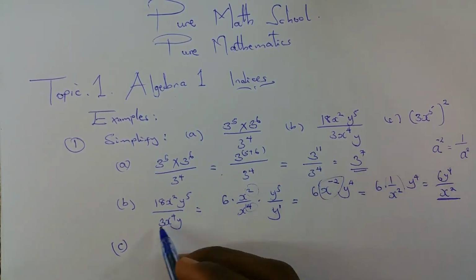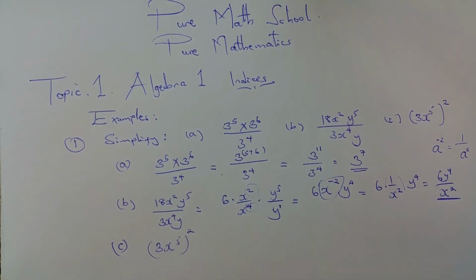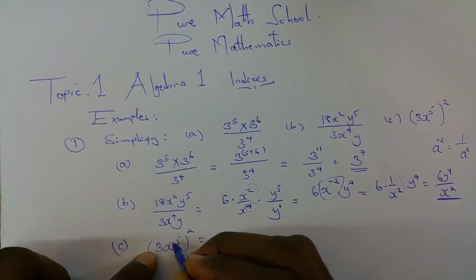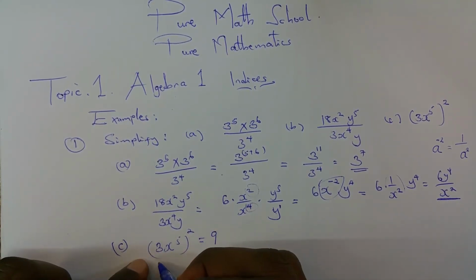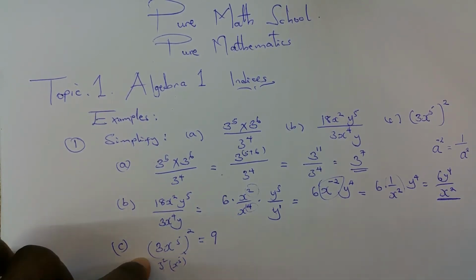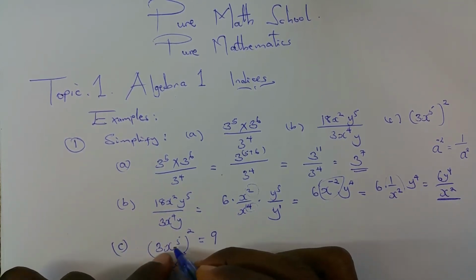We have 3x to the power 5, all squared. First of all, we know that we first deal away with the constant. 3 squared will be 9. That's 3 squared, because we're going to have here 3 squared, then x to the power 5 squared, if you give the square to each component inside that bracket. So we have 9, which is 3 squared. Now we have x to the power 5.